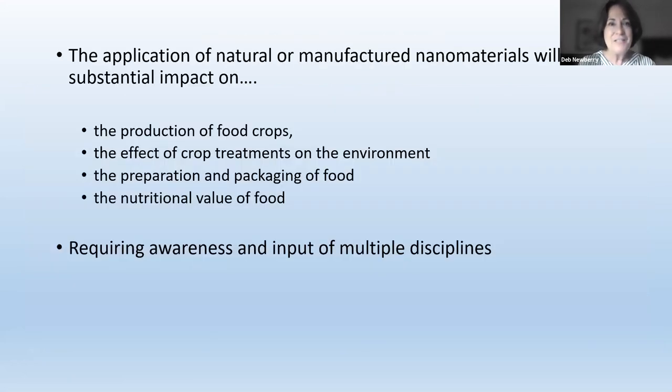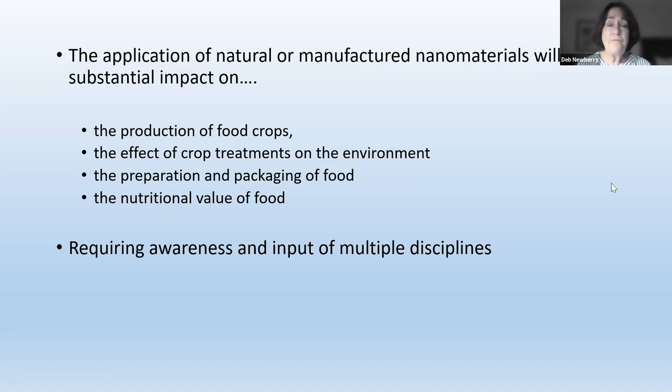So the application of natural or manufactured nanotechnology, nanomaterials, nanoparticles is having a substantial impact on the production of food crops. We're in a little bit of a bind because the population of the world is increasing at a faster rate than we are able to increase the amount of food that we can produce. And that's kind of a problem. There are a lot of people that are hungry in the world right now as it is. And if we don't find a solution to some of the crop production problems, that issue is going to get bigger.